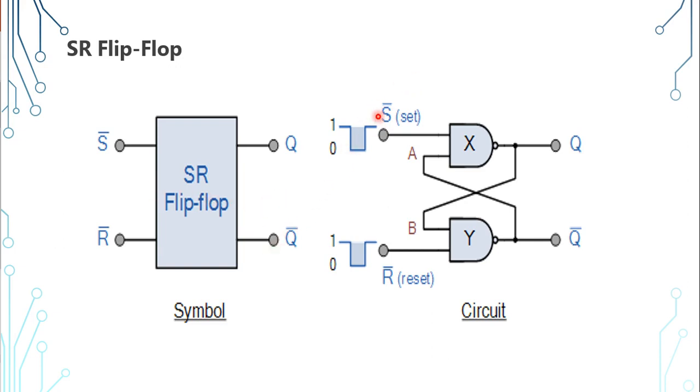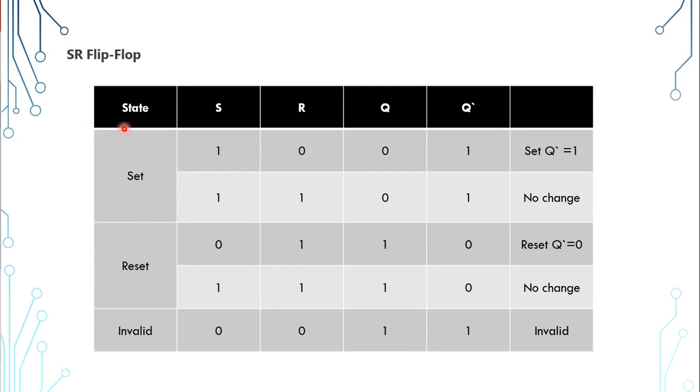One will set the device and is labeled S bar, and one will reset the device. This is labeled as R. So these are the two outputs, Q and Q bar. This flip-flop is made by using two NAND gates. They are interconnected. So this is the truth table for the SR flip-flop or SR latch.